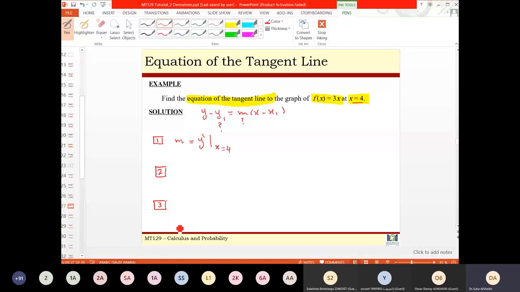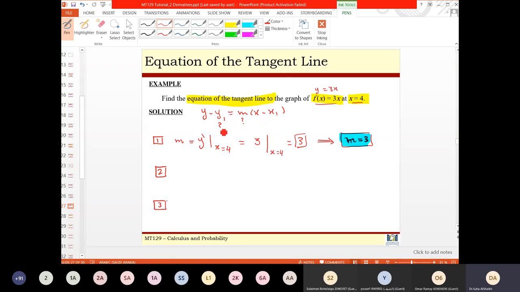We can write it like this. What's the derivative of 3x? 3. So it's 3 at x equal to 4, which is 3. I got my m. My m is equal to 3. Highlight it. أول شيء صار موجود عندي. I have my m now. I've got my m. My m is equal to 3.